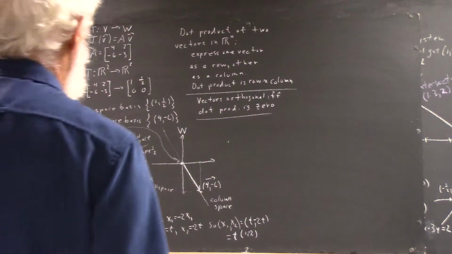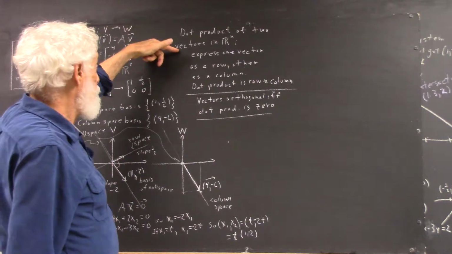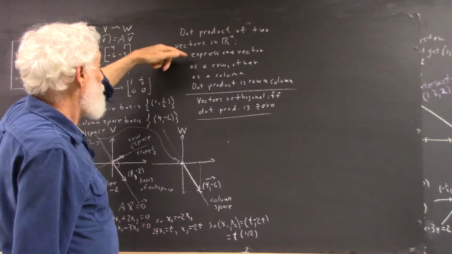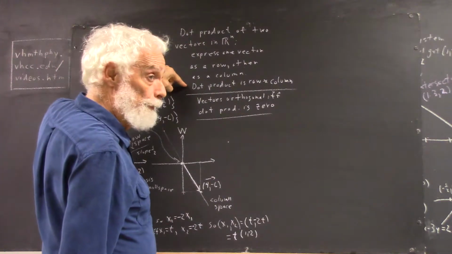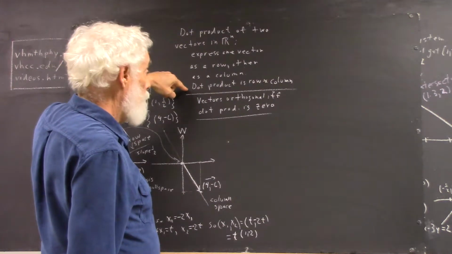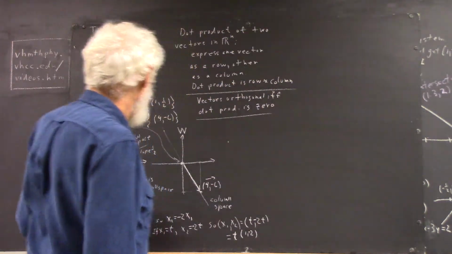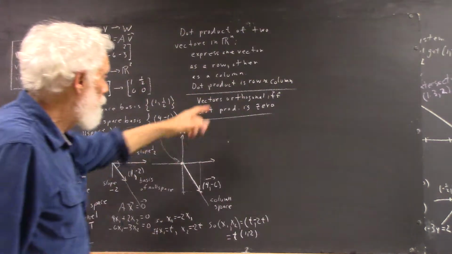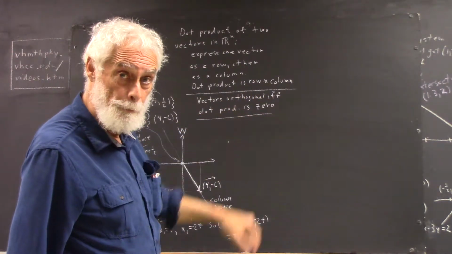Okay, so the dot product of two vectors in Rn is defined, I'm going to define it as this. Express one vector as a row, the other vector as a column. The dot product is what you get when you multiply the row by the column. Demonstrate in a minute. Okay, vectors are orthogonal if and only if the dot product is 0.